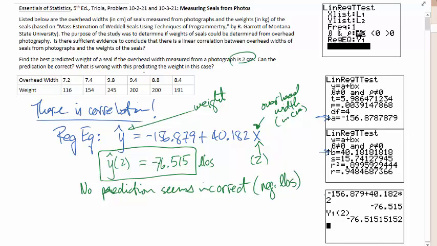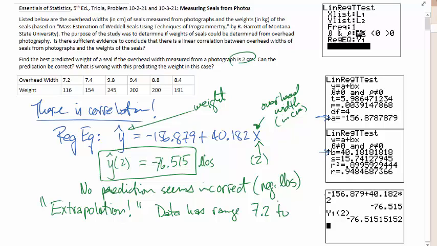What is wrong with this predicted weight in this case? What's wrong is that this is called an extrapolation. What we're doing is that the data has a range where the lowest value is 7.2 to 8.4 centimeters. Well, let's say 9.4, sorry, 9.4 centimeters.